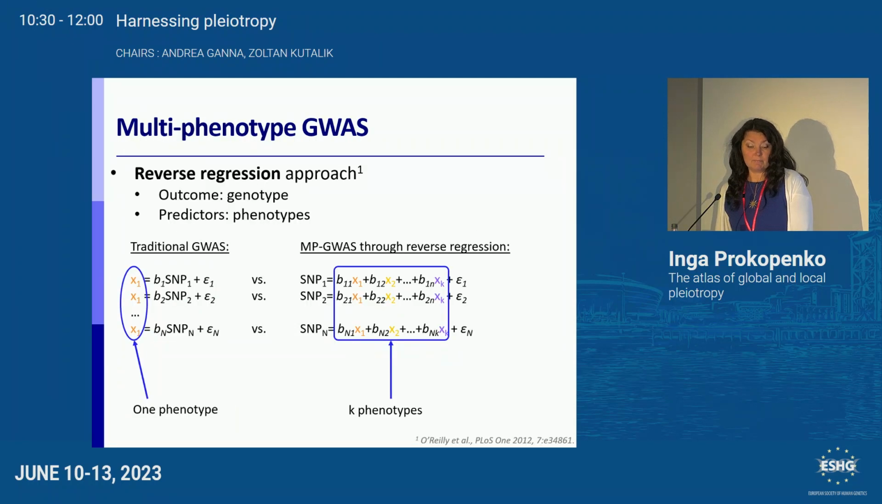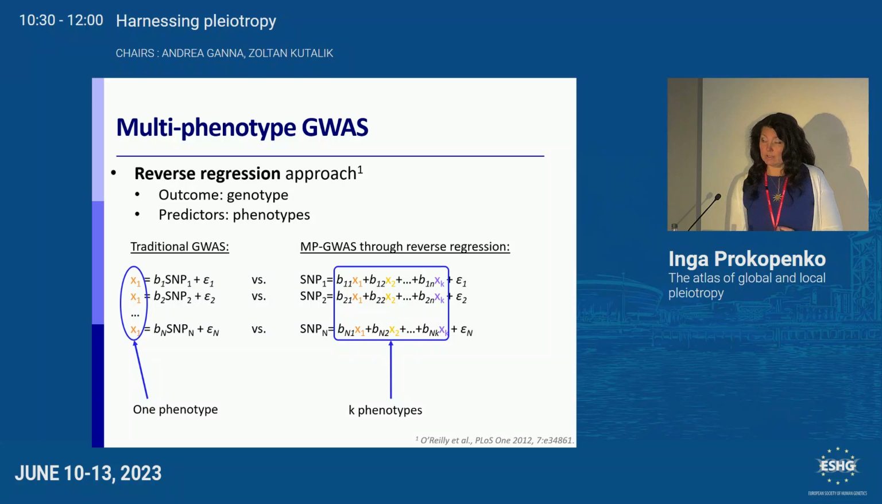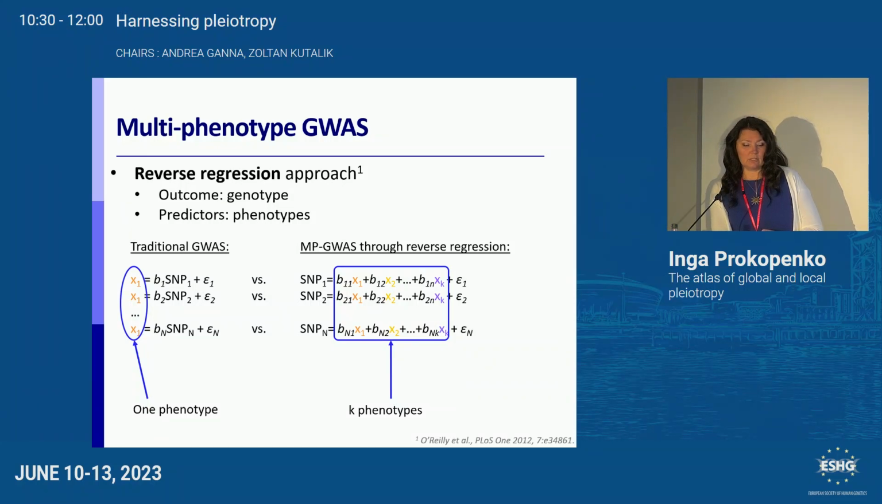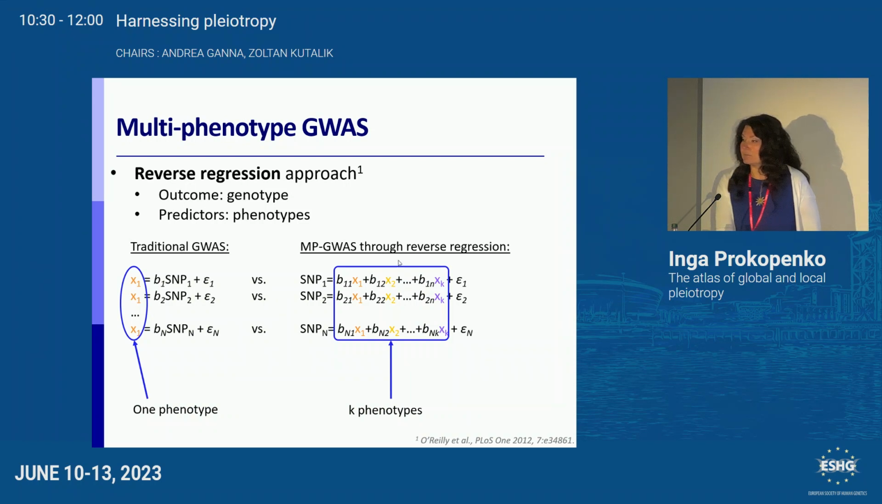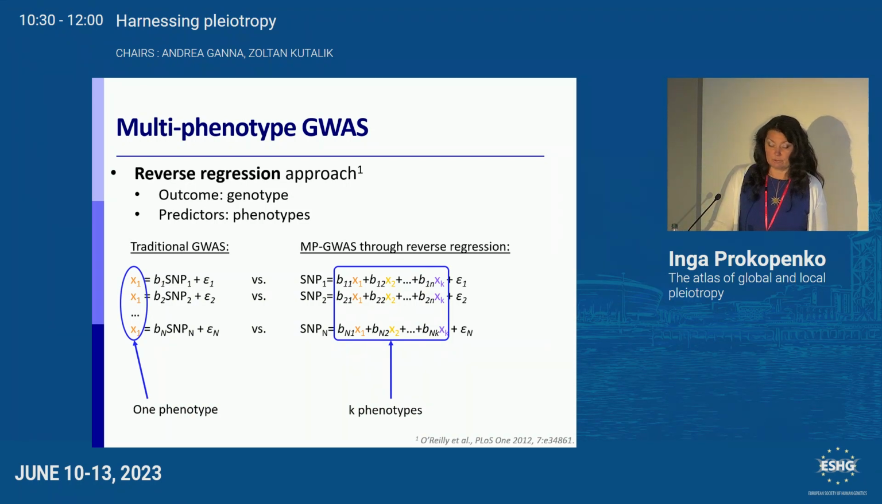Right, so how we are doing the reverse regression approach implemented initially in Multifen. In reverse regression, we use genotype as outcome, and phenotypes become predictors. This sounds weird, but mathematically it is correct. So in traditional GWAS, we would have actually the same phenotype evaluated for each SNP, right? But we can run reverse regression where we introduce the model where for each SNP we evaluate multiple phenotypes at the same time. So that's why it is called reverse.